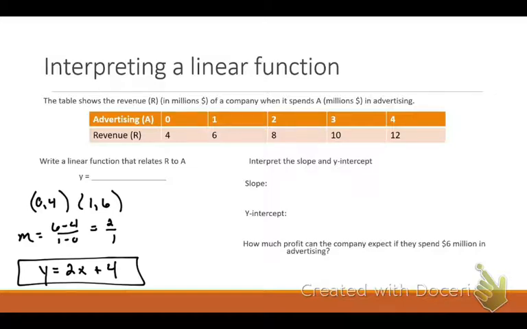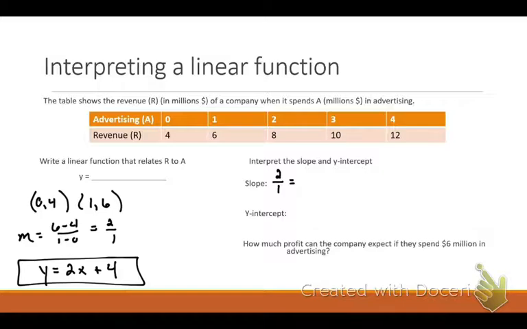Now my next question will be to interpret the slope. What is the slope? If you don't know what the slope is, how are you going to interpret it? All right, so what is my slope? 2 over 1, right? Okay, so my slope is 2 over 1. The top number in my slope, is that my rise value or my run value? It's the rise, okay?